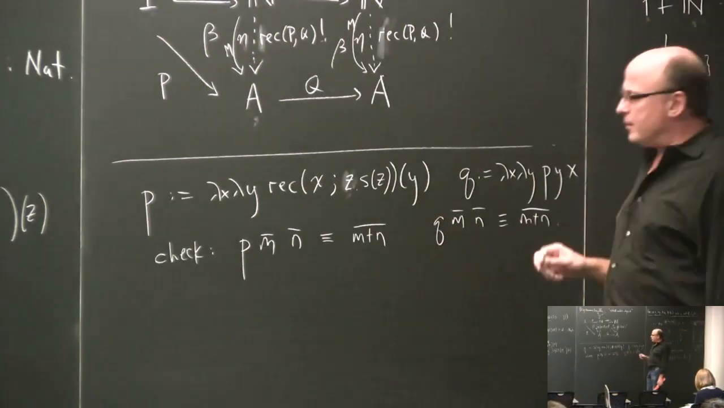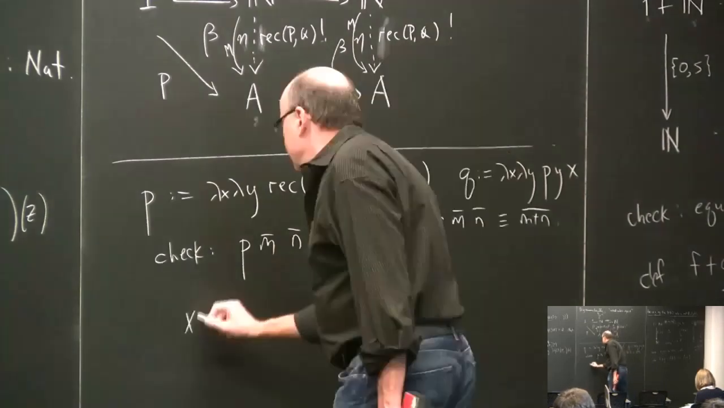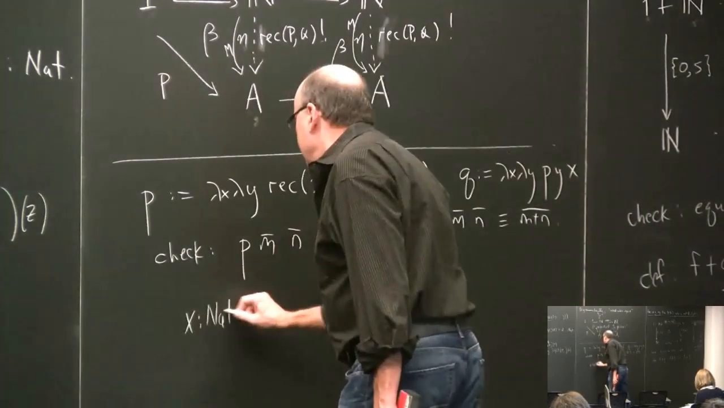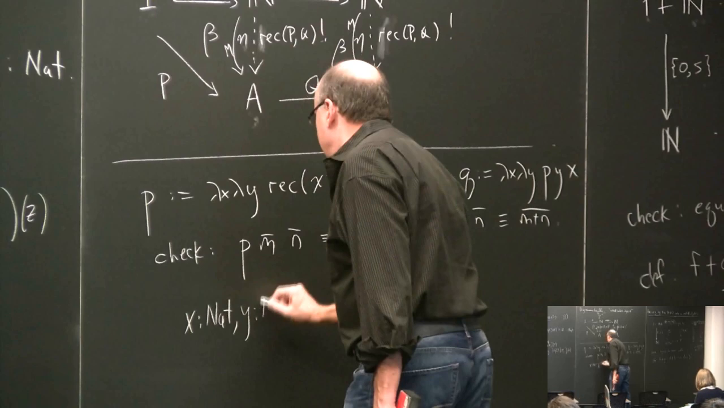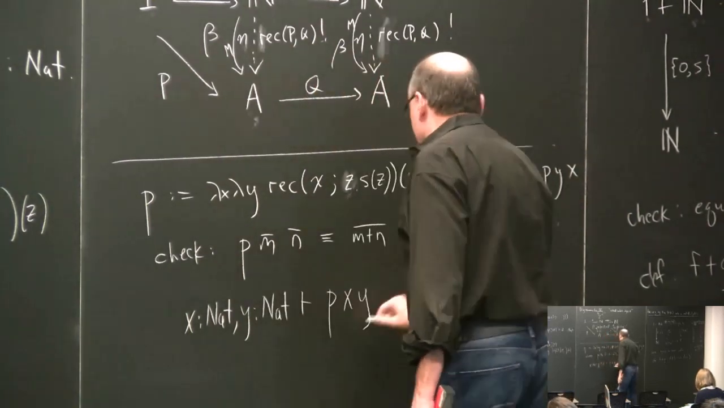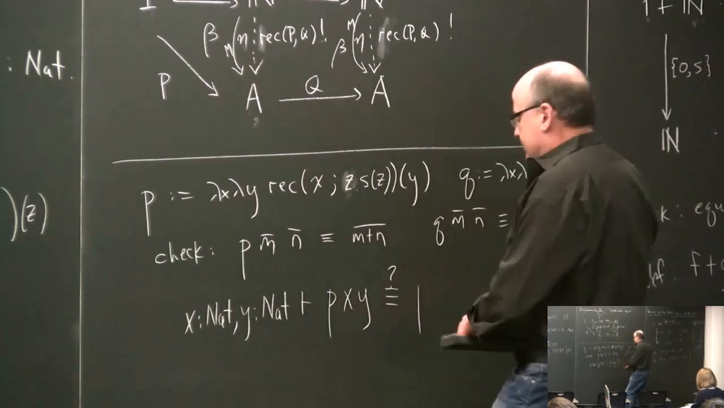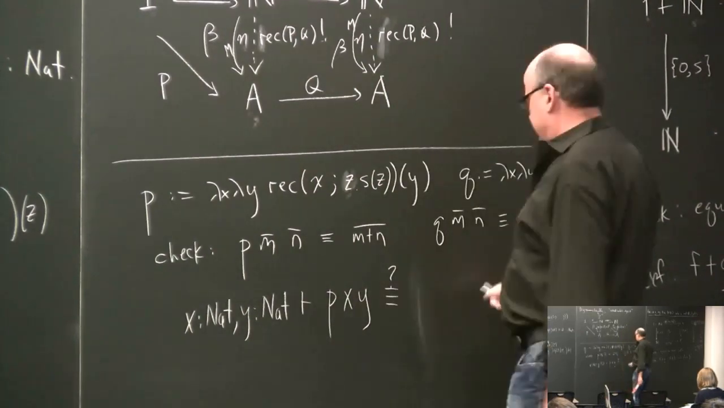So the thing that I want to point out about this is that even though this is the case, if I give you a generic x and y, you're not going to be able to prove, I'll just write question mark, p x y equals p y x, which is actually q x y.